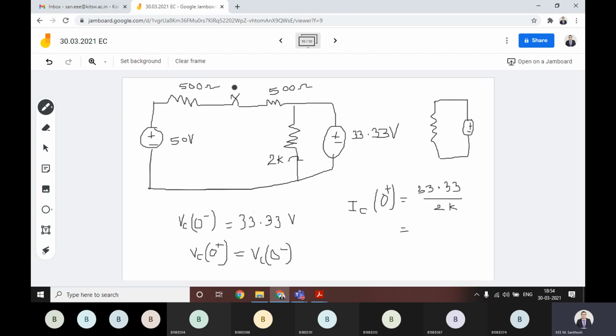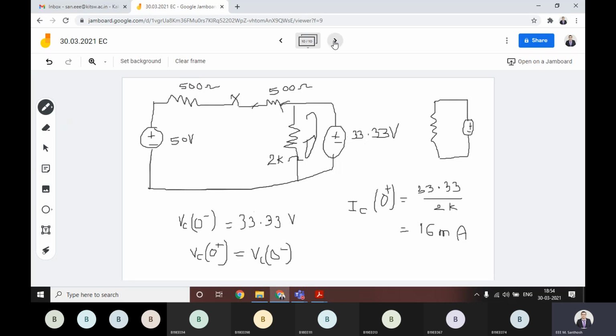Why? Because we are disconnecting the switch. That means there is no current flow into this. Only here is the current flow. For that reason, IC 0 plus, how much are you getting? 0.016. How much? 16 milliamperes. Yes, sir, it is around 16 milliamperes you will get. Okay, this is the second step.